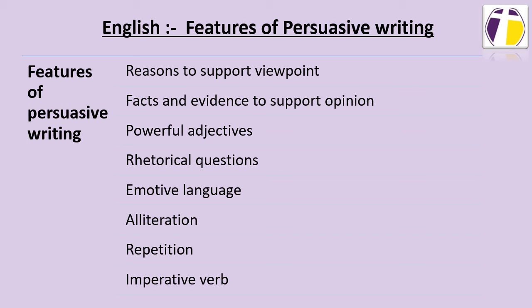There are also some other features of persuasive writing. This could be reasons to support the viewpoint, reasons, for example, to defeat the Tyrannoflax. There may be facts and evidence to support the opinion. We've seen lots of examples of powerful adjectives in our work. It may well include rhetorical questions, emotive language, a language that affects the reader, that creates and helps them feel emotion towards it, maybe making them feel upset.